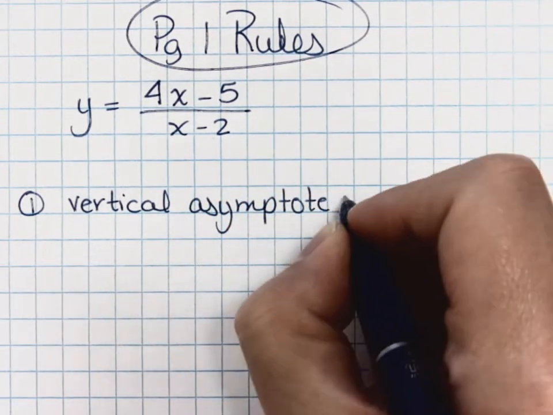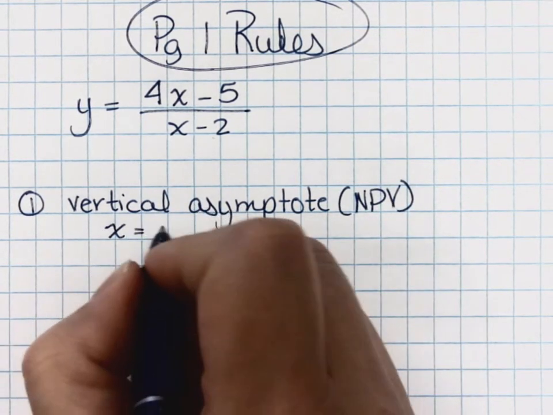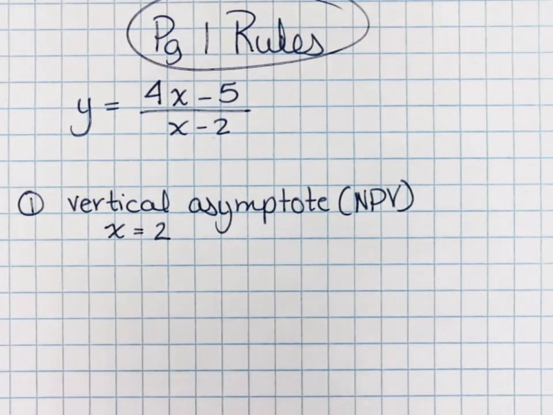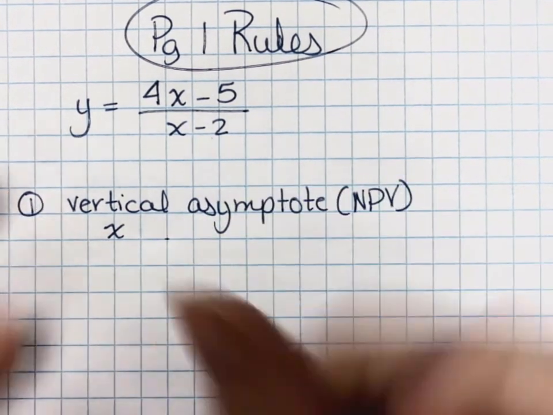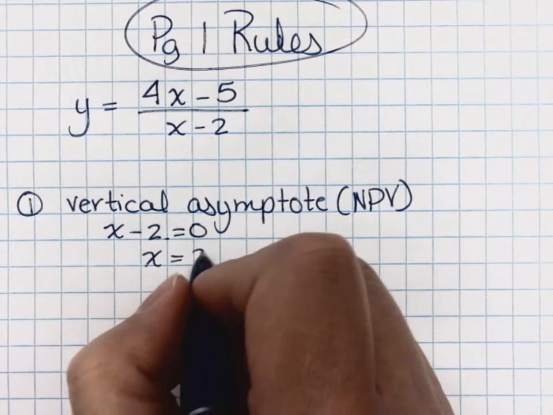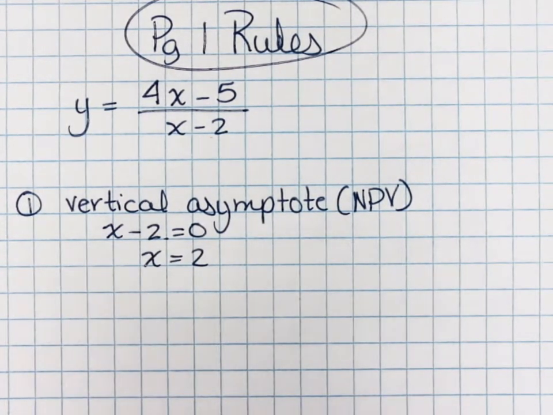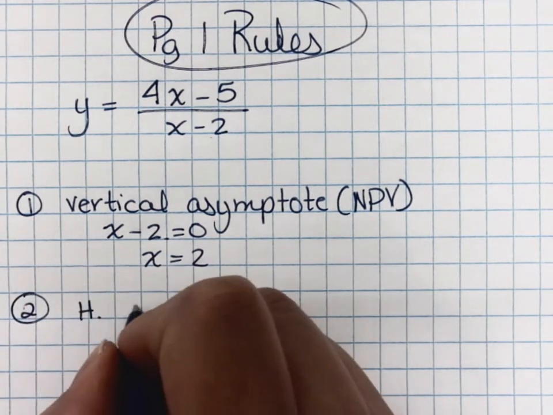Vertical asymptotes are your non-permissible values. Takes me longer to write what it is than it is to do it. So I'm looking at the denominator. I'm going to take x minus 2, set it equal to 0, and then solve. Step 2 is horizontal asymptotes.